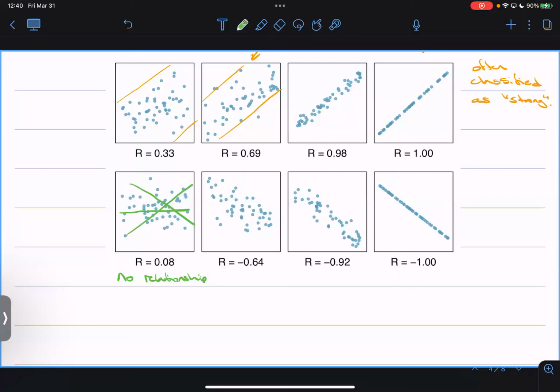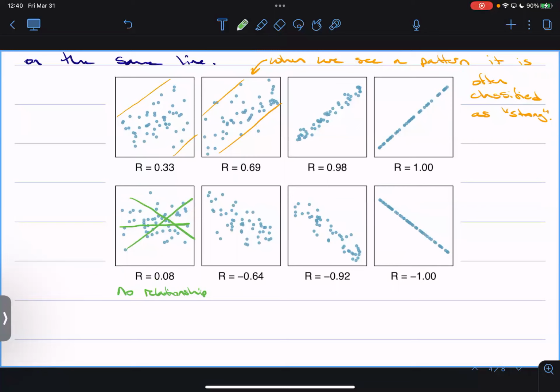Not R squared yet. But spoiler alert, R squared is just the correlation squared. And then, of course, negative relationships behave the same way, but on the negative scale.